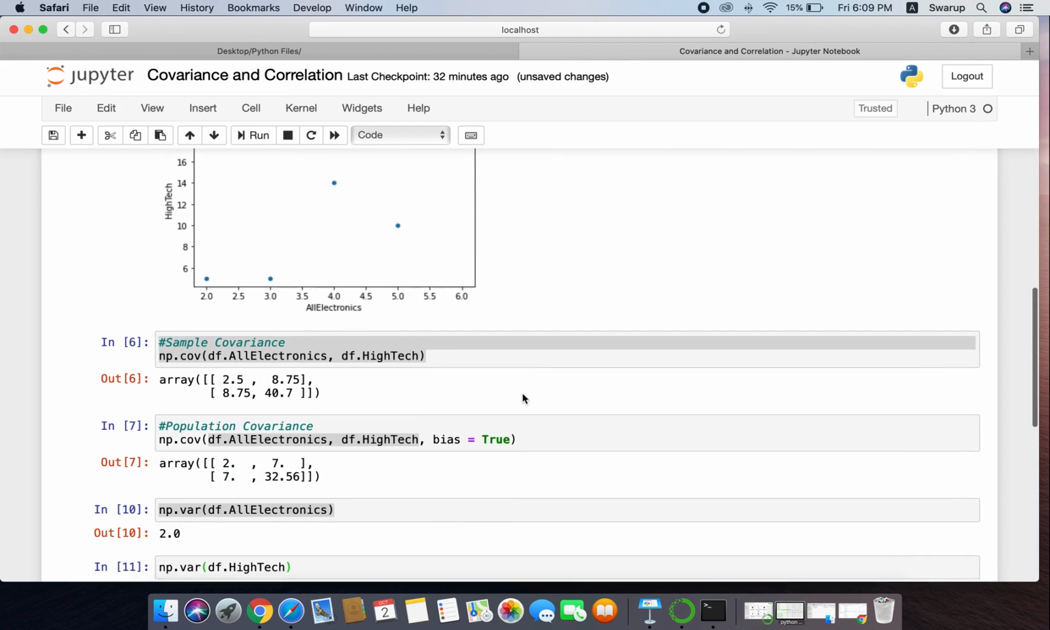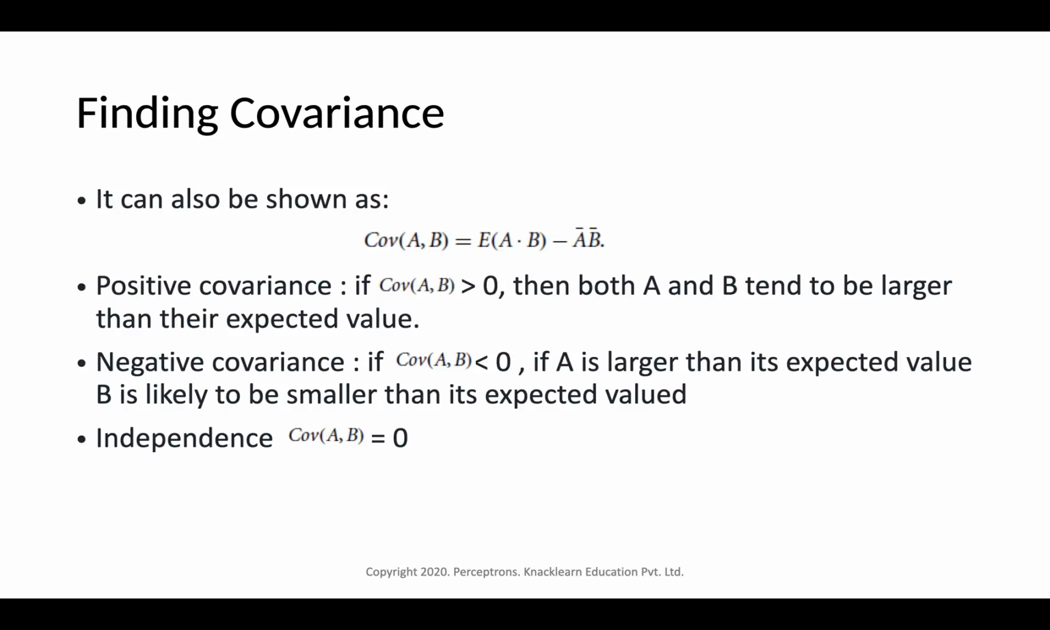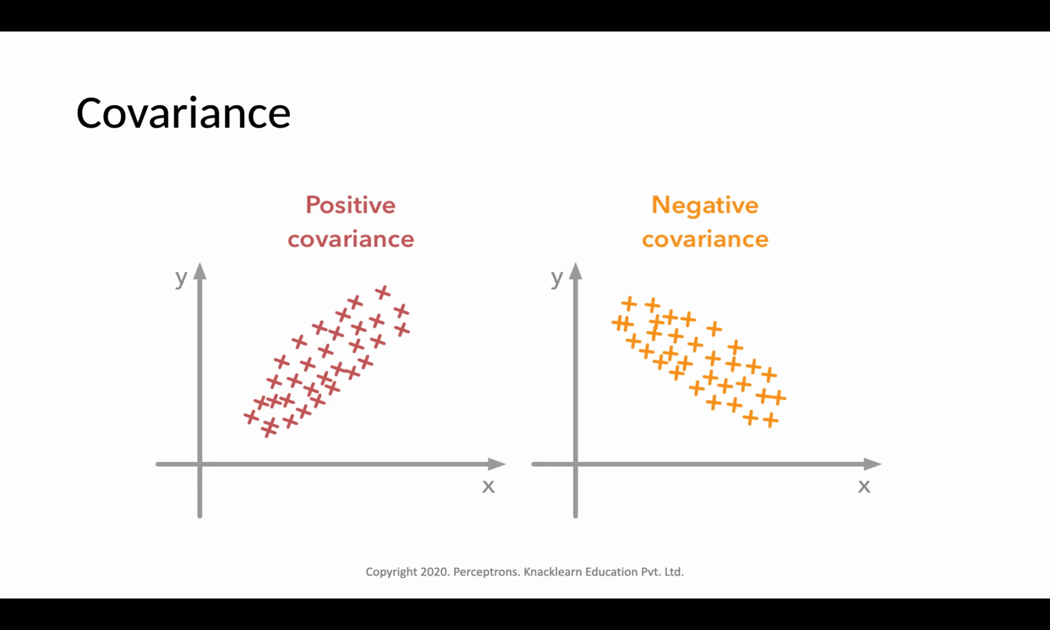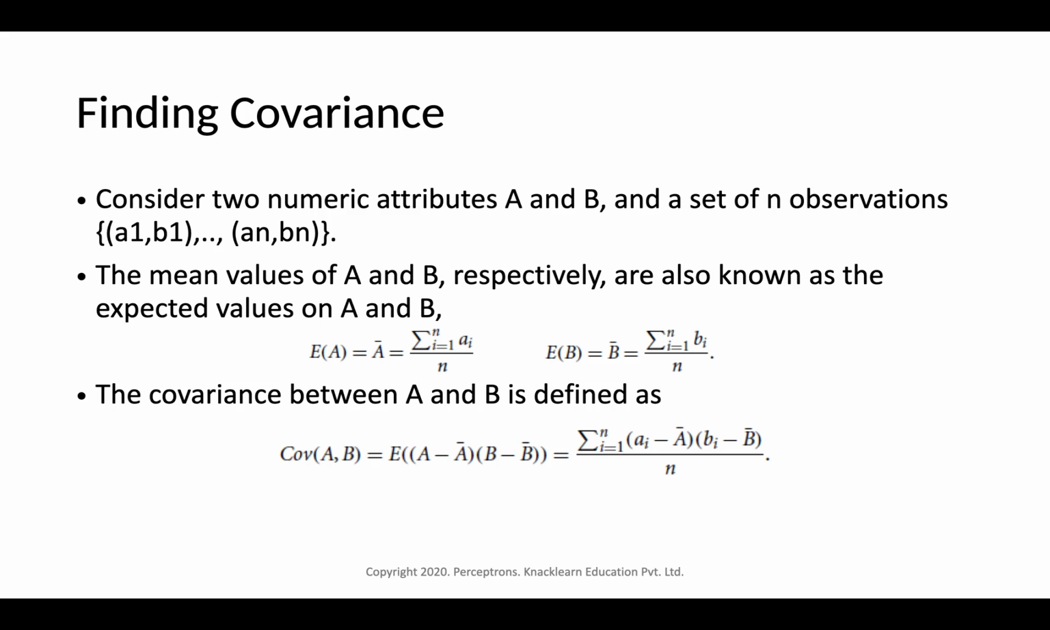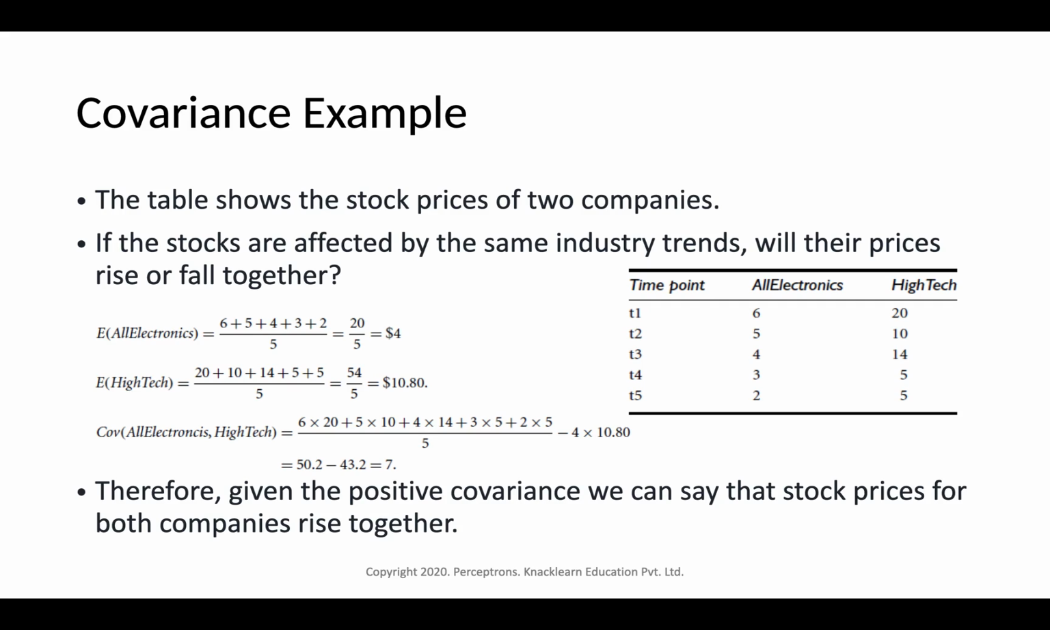So we just saw how to implement covariance and correlation. Within this session, we saw what covariance is. To measure how two variables are related, we can use covariance, and its value will be within -infinity to +infinity. We can have positive covariance, negative covariance, or no covariance. We also saw how to find population covariance as well as sample covariance, and then took an example and implemented covariance.